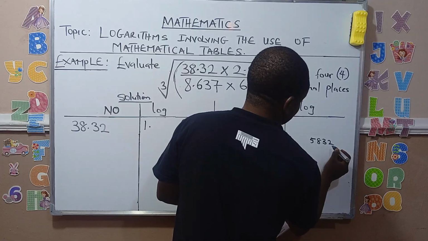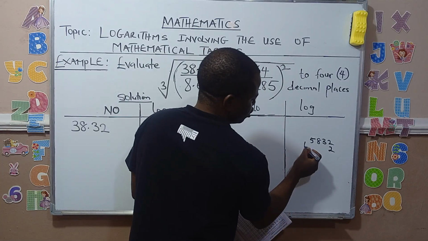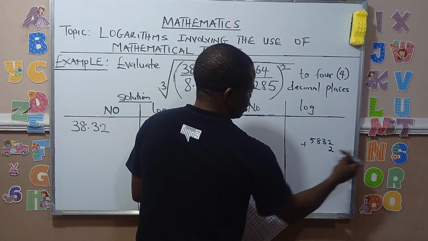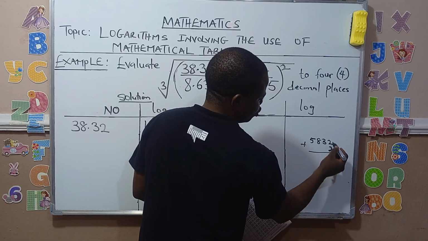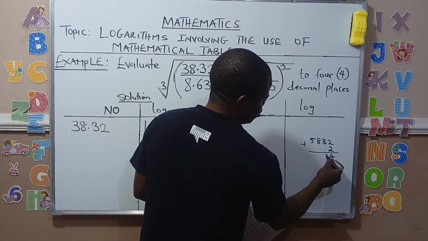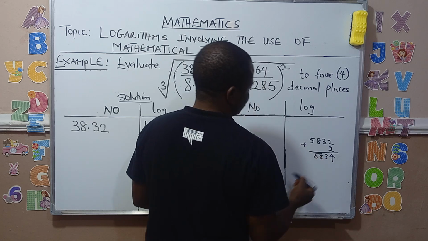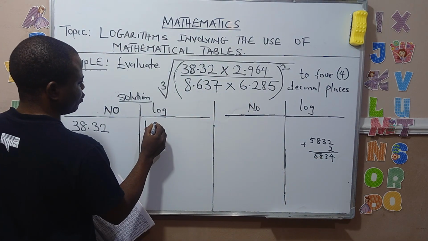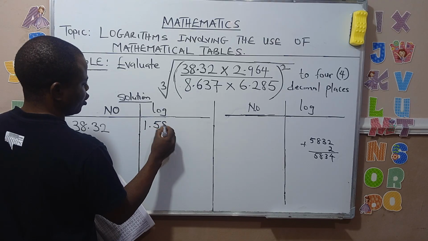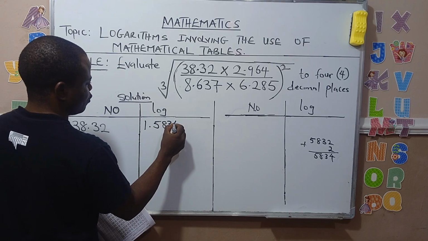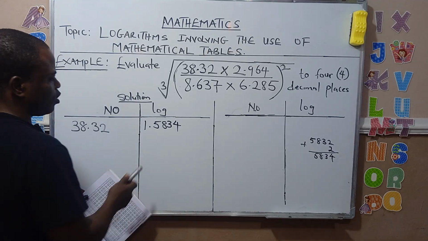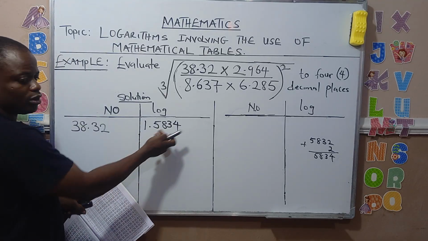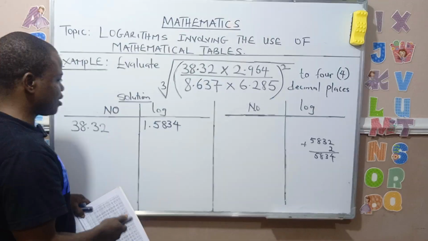Add 2 to it. Start the addition from the right hand side, the extreme end. 2 plus 2, that's 4. Bring 3 down, 8, 5. Okay. We have the decimal fraction to be 0.5834. After the decimal, we call it decimal fraction or the mantissa.